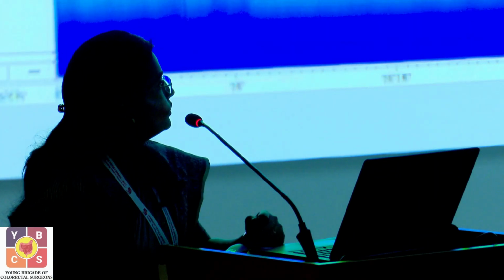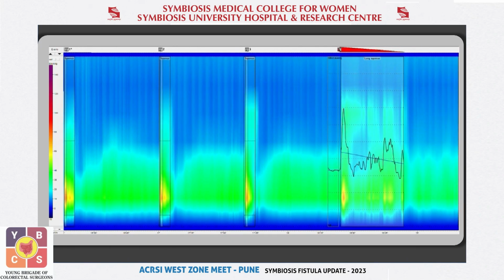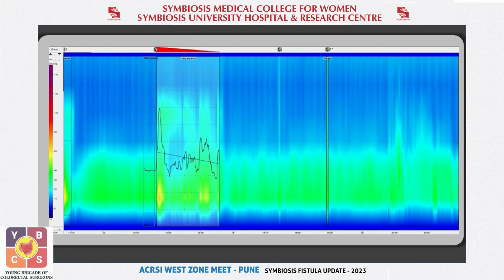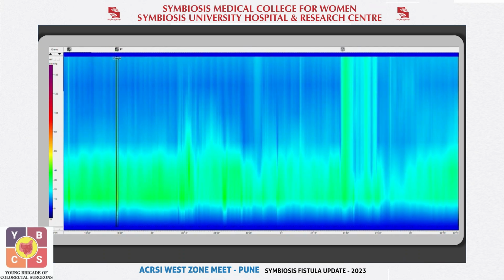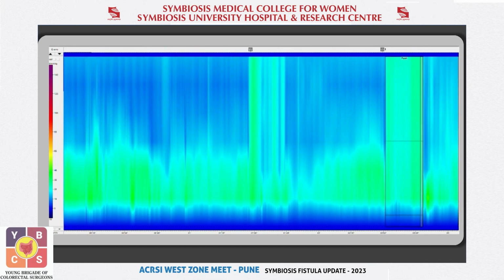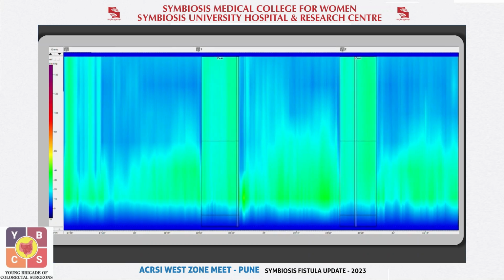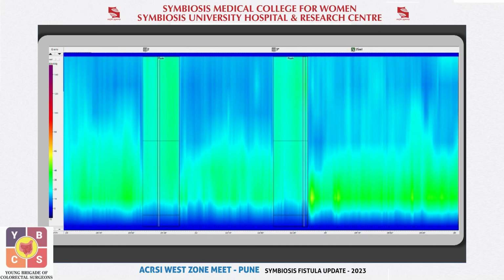This is her resting tone, which looks good, but these are the squeezes, which are very weak. Then the long squeeze, there are also no changes. Cuff reflex. Then these are her push, they are also very weak. Then the rectoanal reflex is taken, and the rectal sensation and the balloon expulsion test were done.